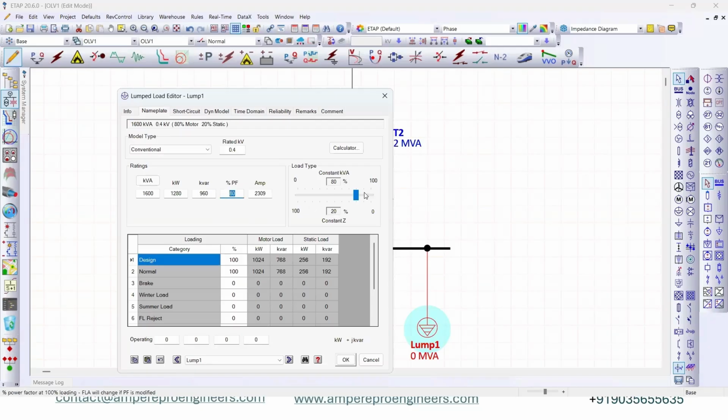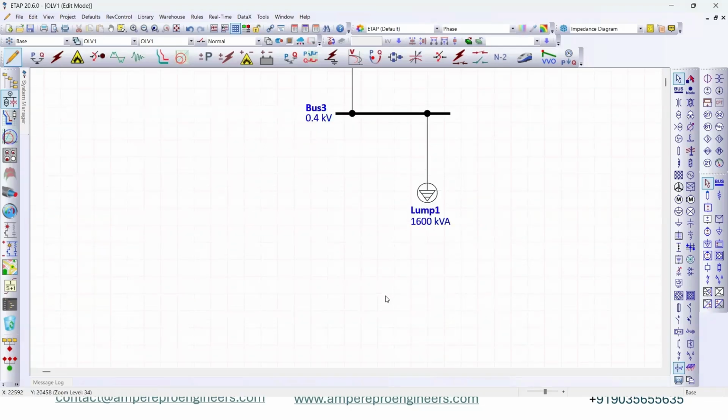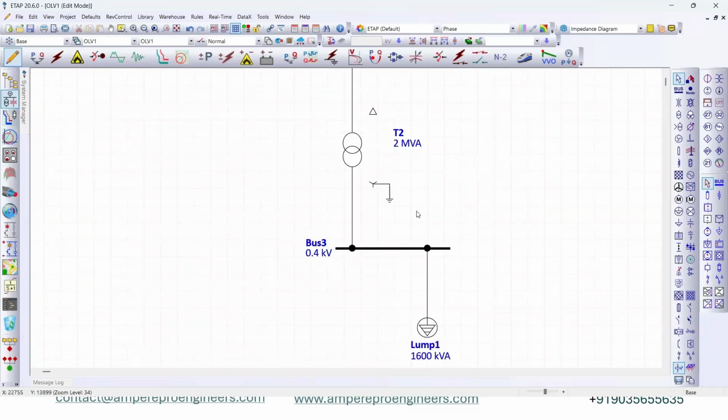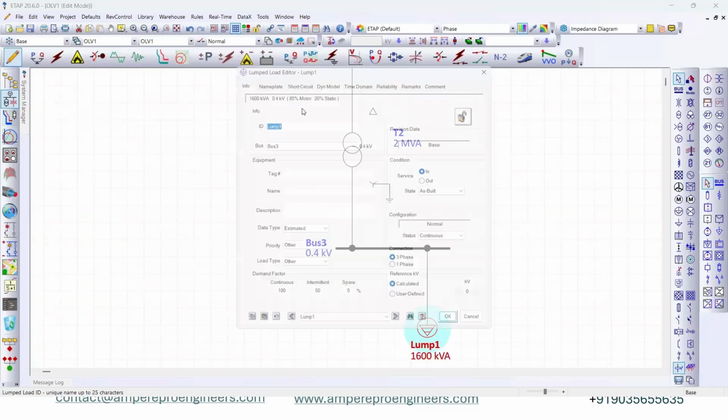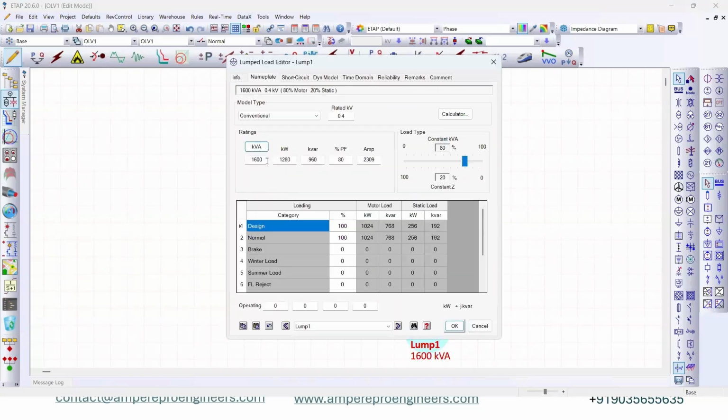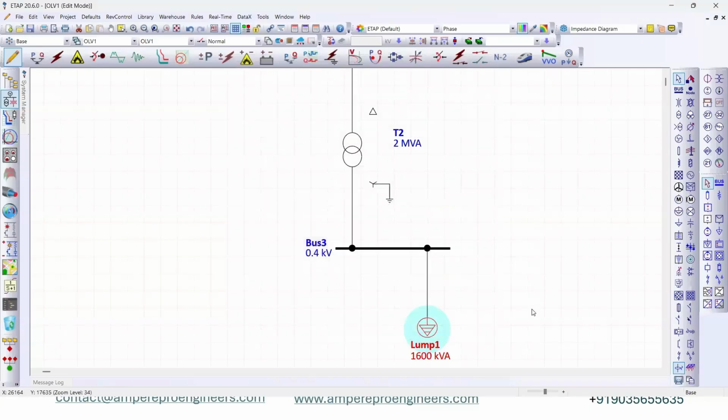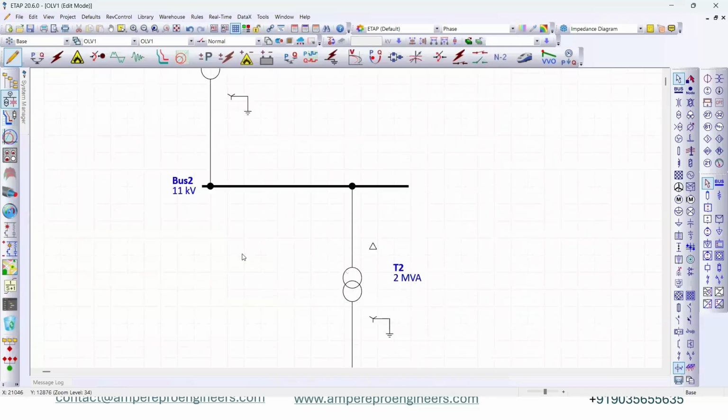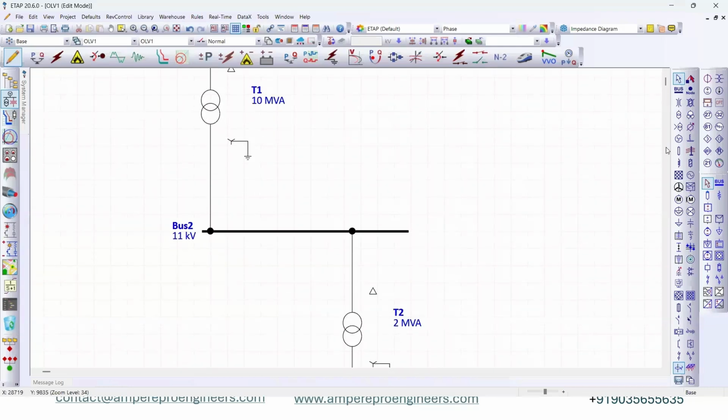More than 80 percent of this load is like that. So let's give that one. Okay. So we have a 2 MVA transformer, and we have a load of 1600 kVA. Okay, 1600. So let's keep it like that. So this is one. On the 11 kV side, let's add a few more data.